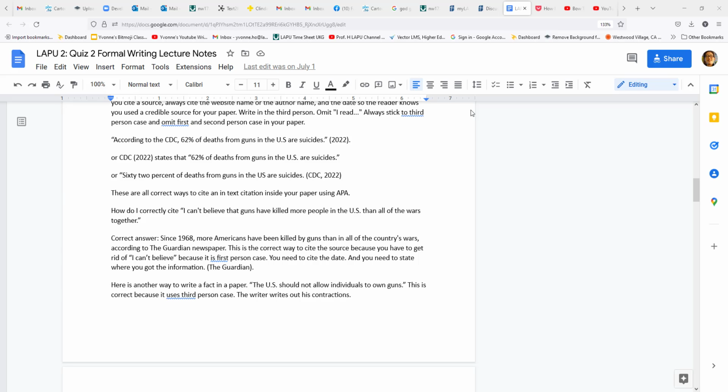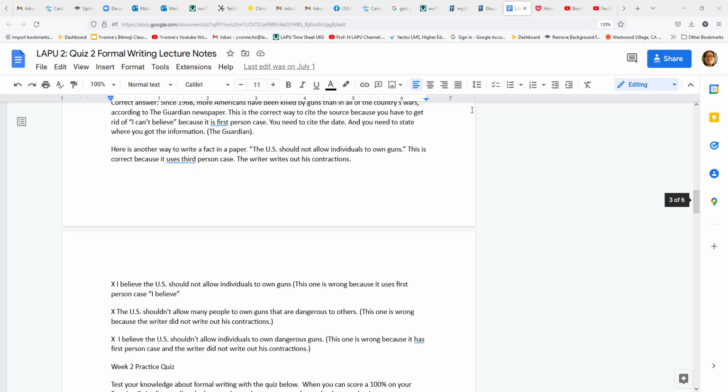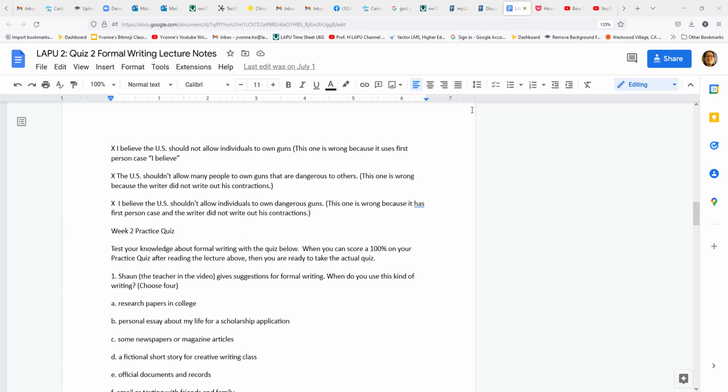So here is another way to write a fact in your paper: "The U.S. should not allow individuals to own guns." This is correct because it uses third-person case, and it writes out the contractions. Now, whether or not you agree with this statement, that's another argument for your persuasive essay paper. But I'm just saying that if you want to write out the fact, that is the correct way of writing it. The incorrect way is: "I believe the U.S. should not allow individuals to own guns." Why is that wrong? Because it uses "I believe" in first-person case.